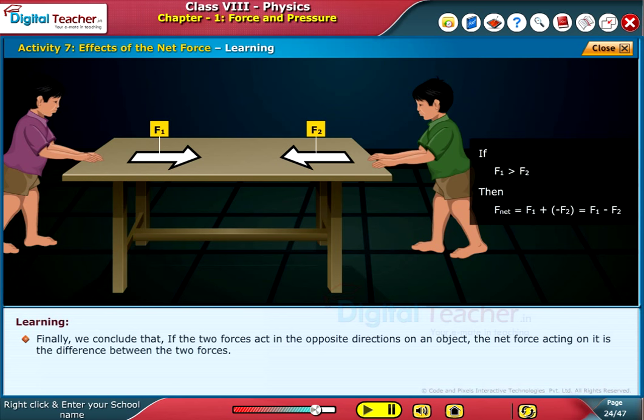Finally, we conclude that if two forces act in opposite directions on an object, the net force acting on it is the difference between the two forces. The object at rest moves in the direction of the net force acting on it.